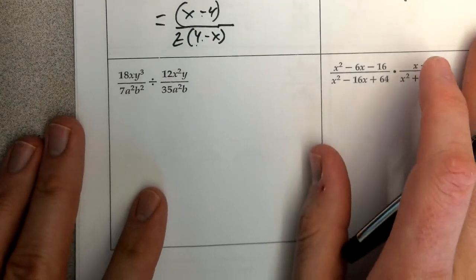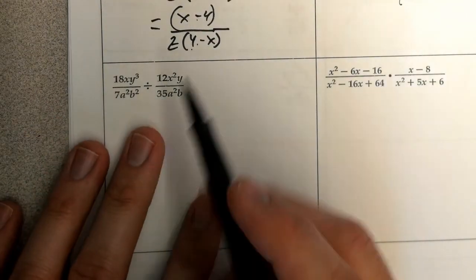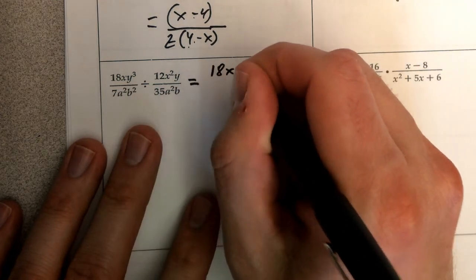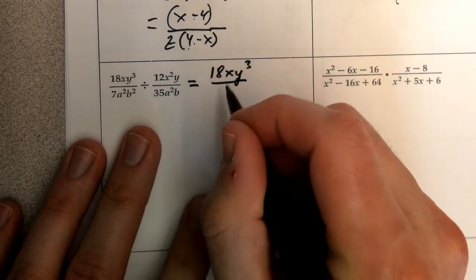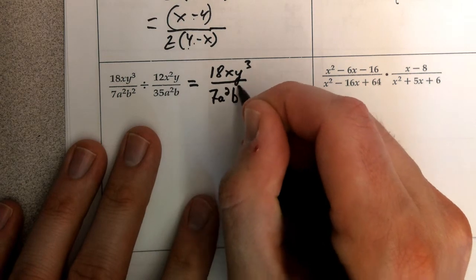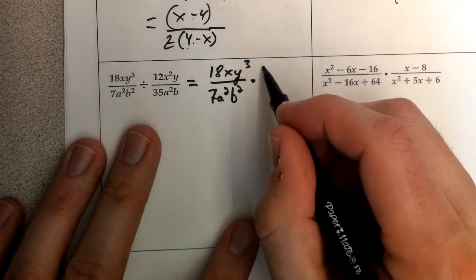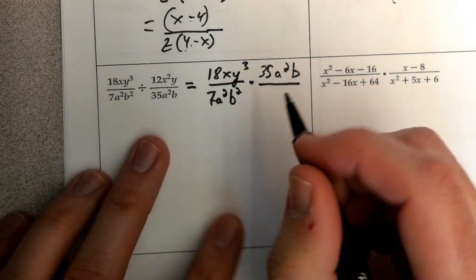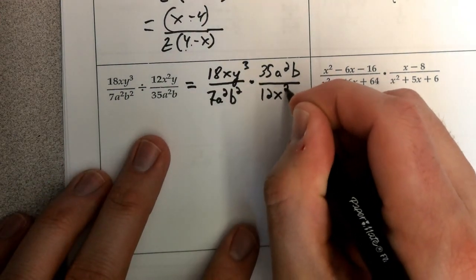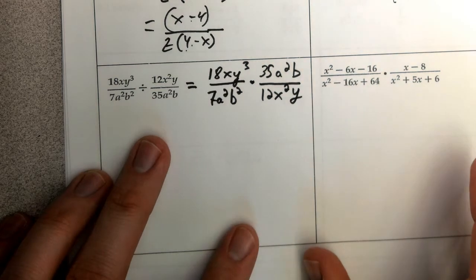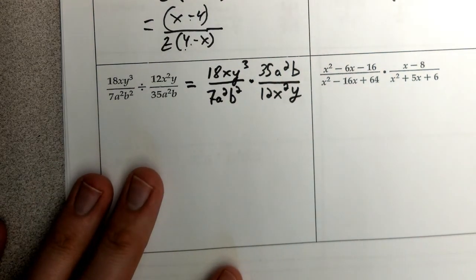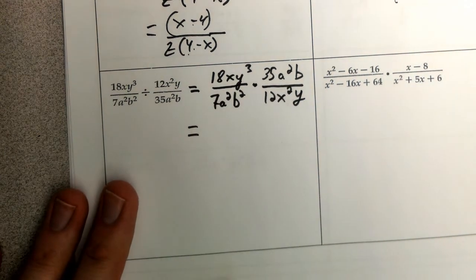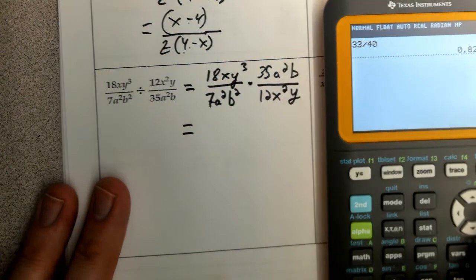Okay, so this problem here, we're trying to solve this. The first thing that we're going to do is turn it into a multiplication problem. So 18xy cubed divided by 7a squared b squared times 35a squared b divided by 12x squared y. All right. So then you've got a couple of ways that you can do this. Probably the easiest way is just to multiply everything across the top. So we have 18 times 35, and I'll even show you on the calculator how to do this easily.